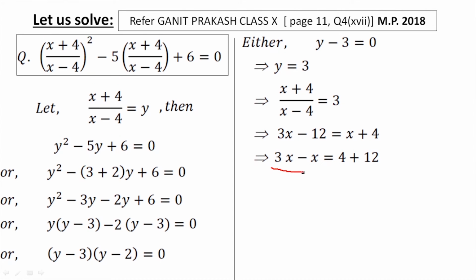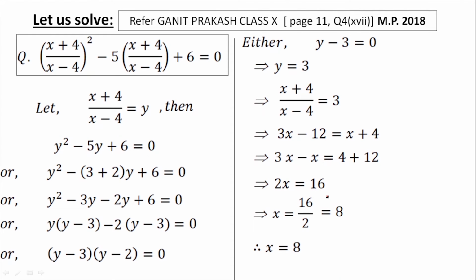So what is 3x minus x? It is 2x, and what is 4 plus 12? It is 16. So taking 2 onto this side, this is 2 into x, so it will be 16 by 2 onto this side. So cancellation, 2 1s are 2, 2 8s are 16, so this will give us x equals to 8. So what is the value of x? So it is 8. So one value of x is 8, but this is from either y minus 3 equals to 0.